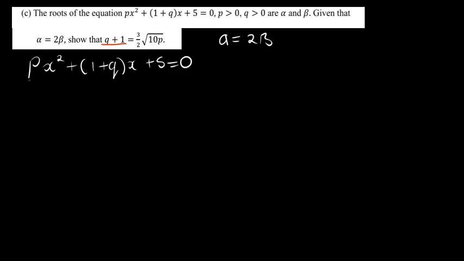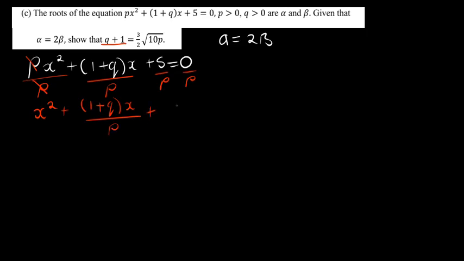In this situation, first of all, I will divide everything by p, like this. So this and that, they will divide. So I have x squared plus (1 + q)x over p, then plus 5 over p equal to 0. So what do you do in this situation?